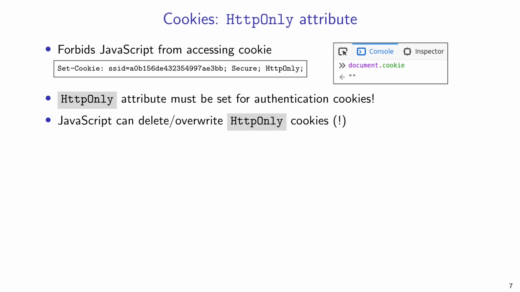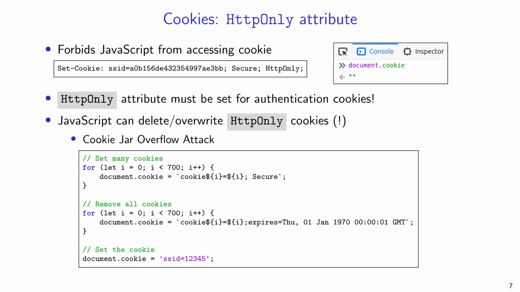Actually, this cannot be done directly, but by executing the Cookie Jar Overflow attack. The effect is that browsers store only a few hundred cookies per website. When more cookies are written, older cookies are removed. So by creating a lot of new cookies, we can push out older cookies, including HTTP-only cookies. Here you can see the attack code, which is quite simple.